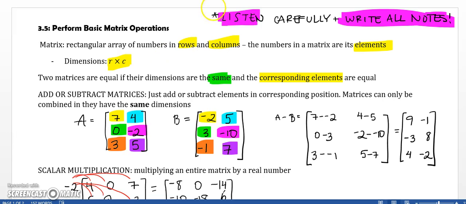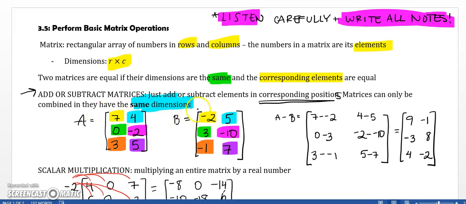Now, when I say corresponding elements, I mean like this here. The yellow elements are corresponding, the blue elements are corresponding, etc. They're elements that are in the same spot respectively, but in a different matrix. And adding and subtracting matrices, we've already had warm-ups on this, and you guys did very well on it. All you do is add and subtract elements in corresponding positions. Matrices can only be combined by adding or subtracting, at least if they have the same dimensions. If they don't have the same dimensions, you can't add and subtract them.